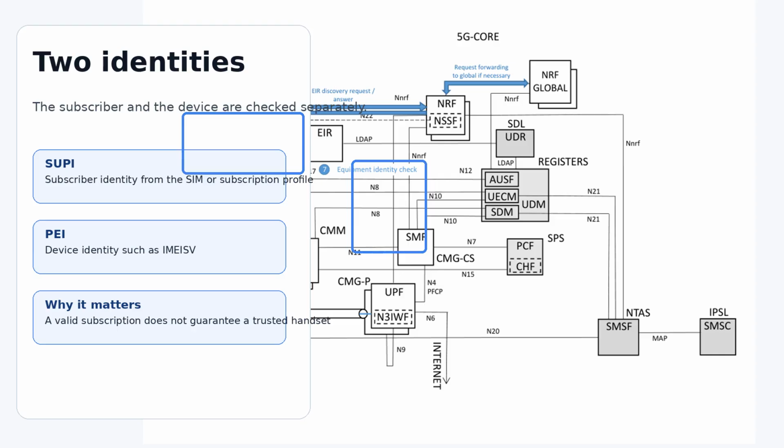So the EIR is not a replacement for authentication. It is an extra safety check. Think of it as a gate that sits beside normal registration. The AMF can accept a registration request, but before the session is fully trusted, it can invoke the Equipment Identity Check service. This design is especially useful in large operator networks because policy about devices is often shared across many regions and systems. That is why the page also shows NRF discovery and even a global NRF forwarding step if needed. The network is trying to find the right service instance before it asks the actual blacklist question.